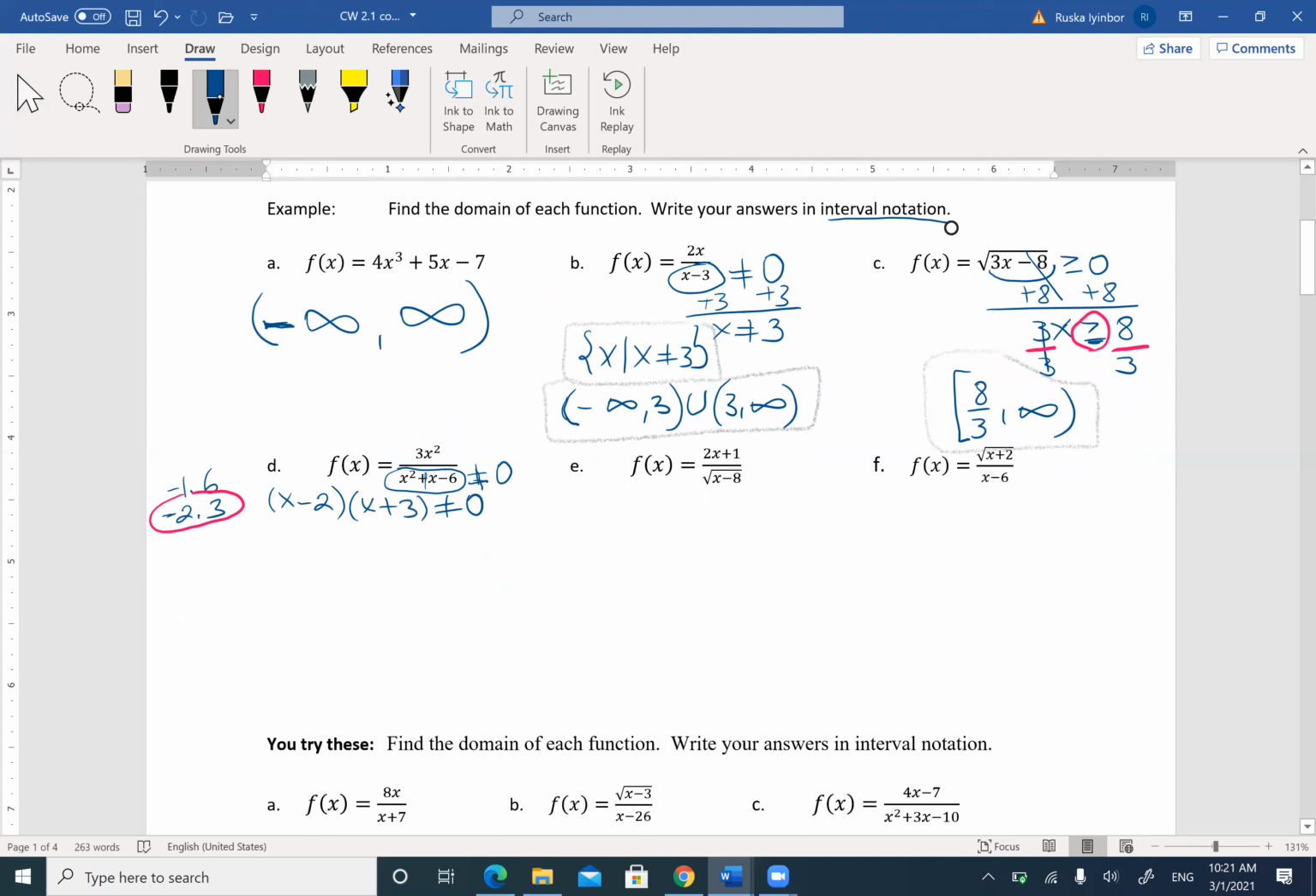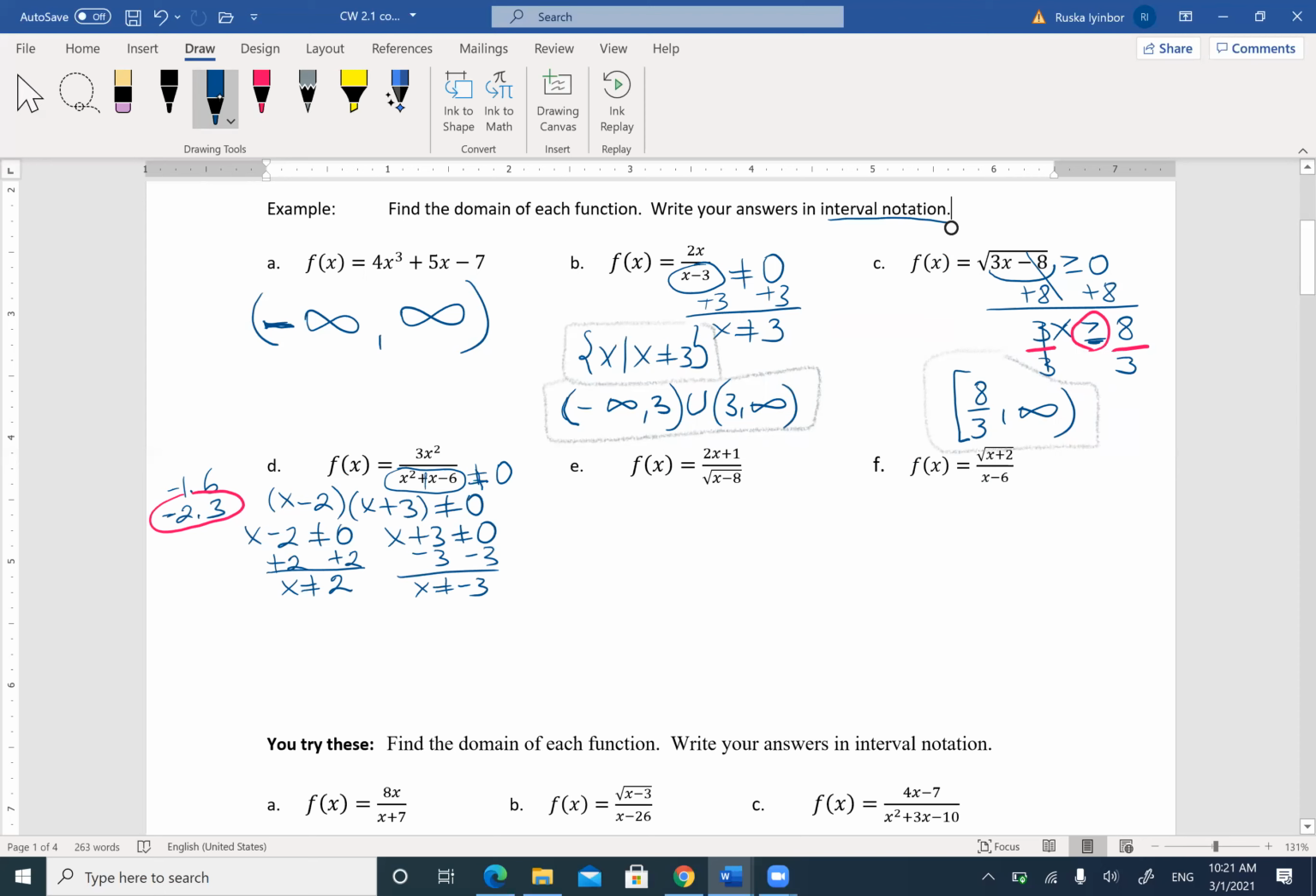So you solve x minus 2 not equal 0, and also you solve x plus 3 not equal 0. You're going to add 2 on both sides for the first one, and the first restriction is going to be x is not equal to 2. And for the other one, you're going to subtract 3 on both sides, and you're going to get x is not equal to negative 3. So these are the two restrictions.